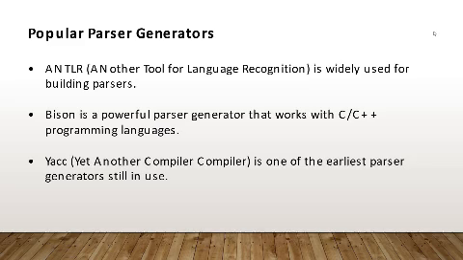Next, BISON, a powerful parser generator primarily used with C and C++. It is the successor of YACC and offers more flexibility and features, making it ideal for performance critical parsing. YACC, which stands for Yet Another Compiler Compiler, is one of the oldest parser generators and is still in use today, especially in Unix systems.